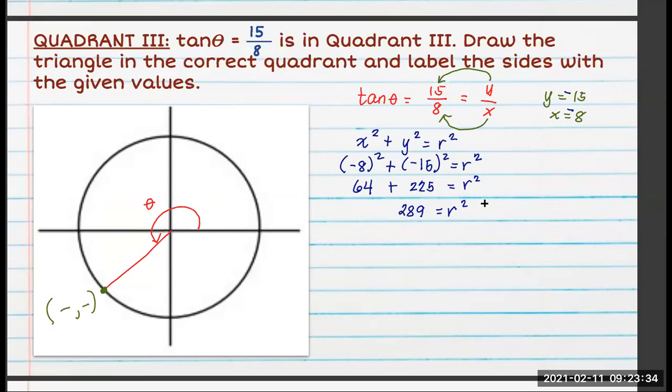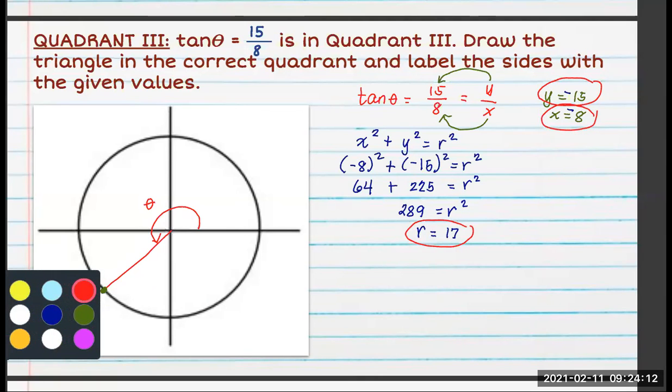Is 289 a perfect square? What's the square root of 289? 17. Yep. And we know it's plus or minus as well, but since the radius is always positive, we'll only take the positive root. So r is 17. Your y is negative 15, and your x is negative 8.